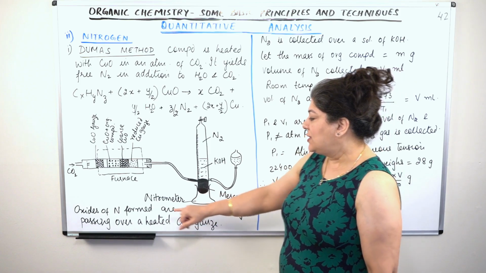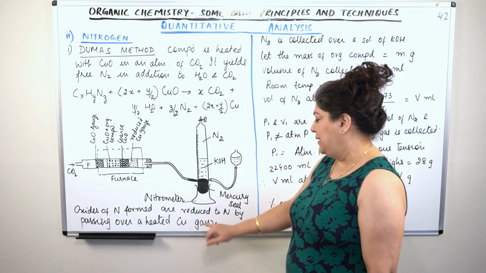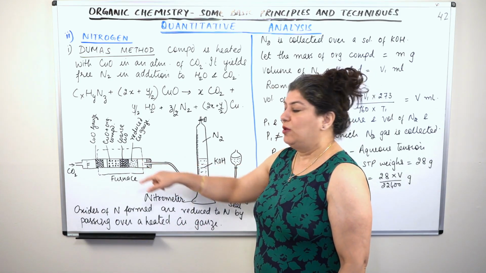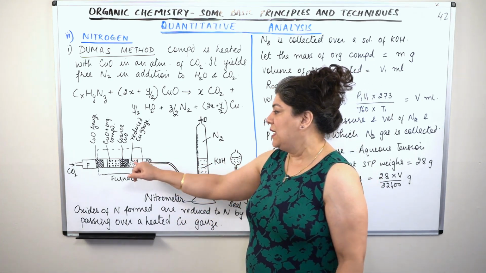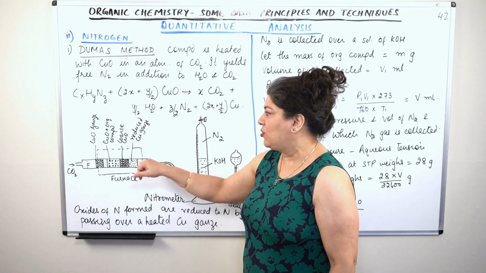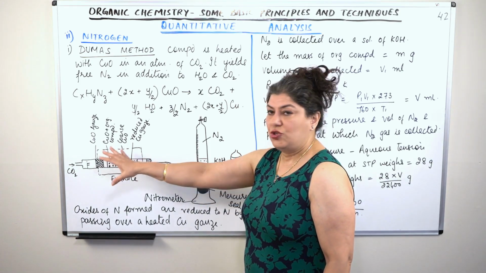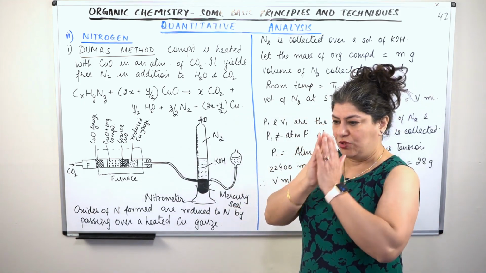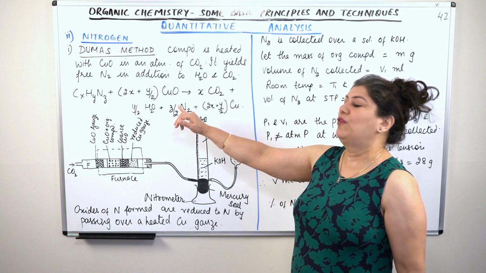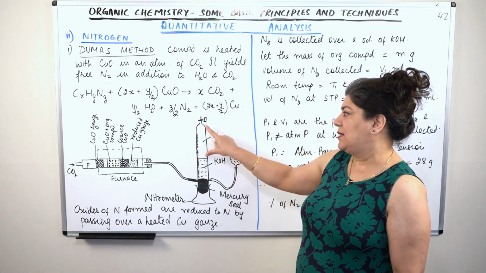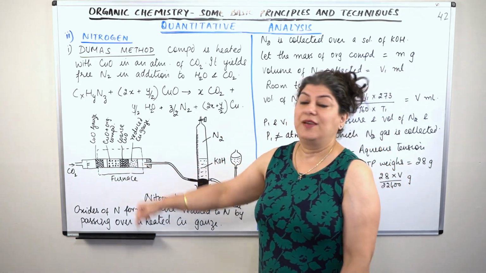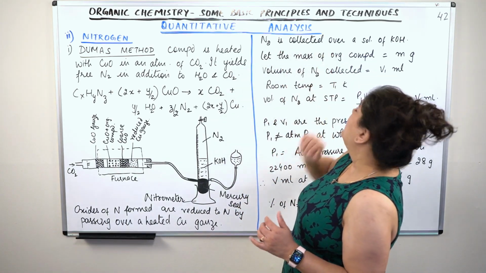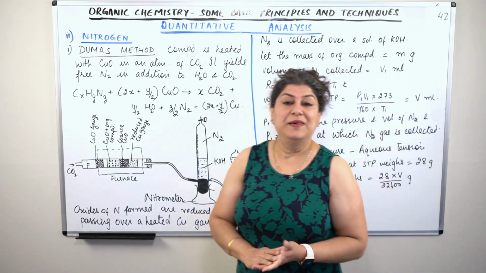Oxides of nitrogen are also formed, but they are reduced to nitrogen by passing over a heated copper gauge. Some of the oxides of nitrogen that may be present will also be passed through a heated copper gauge. This copper gauge is also in the furnace, so that even if some oxides of nitrogen are formed, they will break down and result in the formation of pure nitrogen. And that is how you collect all the nitrogen that is given out by that compound. And nitrogen is collected over a solution of potassium hydroxide.